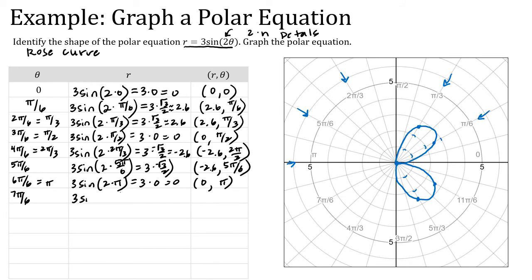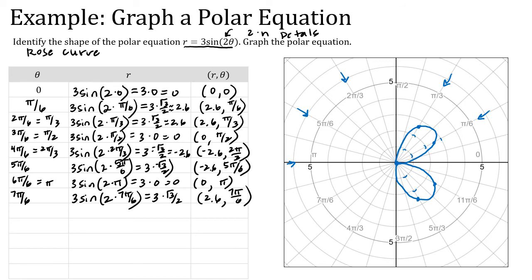So 3 times the sine of 2 times 7 pi over 6 is 3 times the sine of, let's see, 2 times 7 pi over 6 would be 7 pi over 3. And 7 pi over 3 is one whole rotation around, and then ends me up coterminal with pi over 3. So this should be square root of 3 over 2. So 2.6 comma 7 pi over 6.